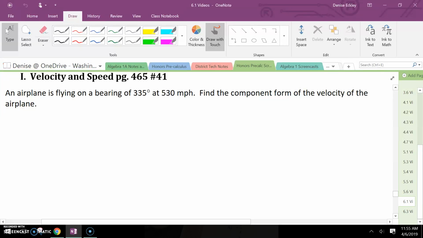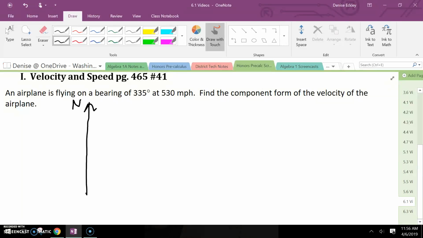Page 465, number 41. An airplane is flying on a bearing of 335 degrees at 530 miles per hour. Find the component form of the velocity of the airplane. So you want to remember how bearing is defined. So what we want to do is realize that it's based on due north.